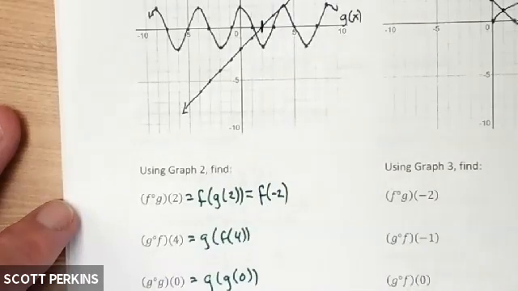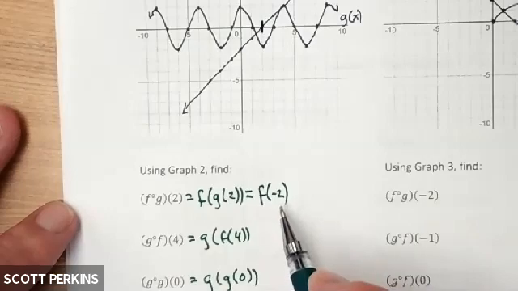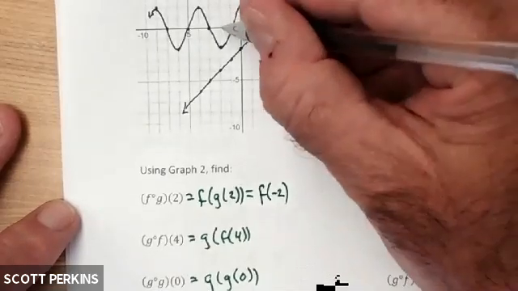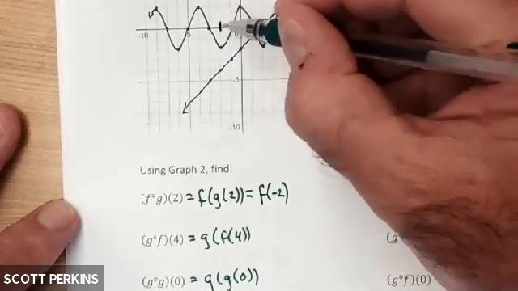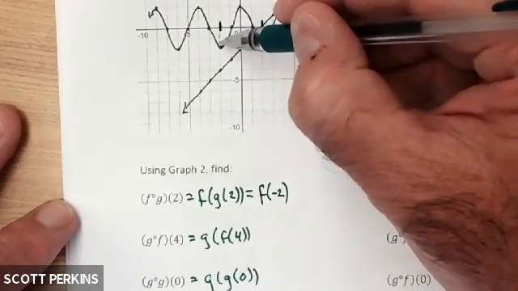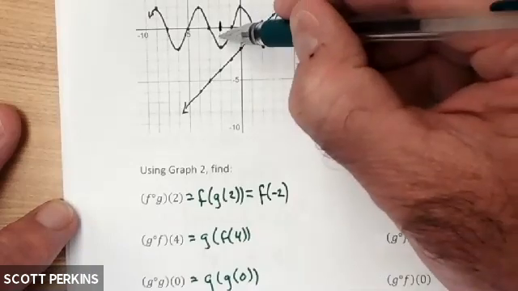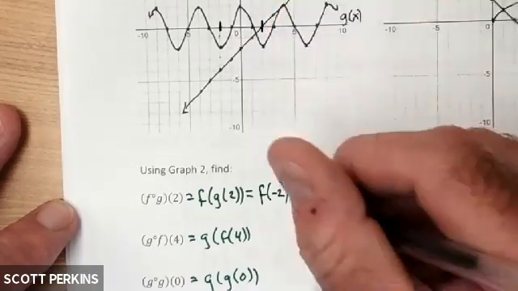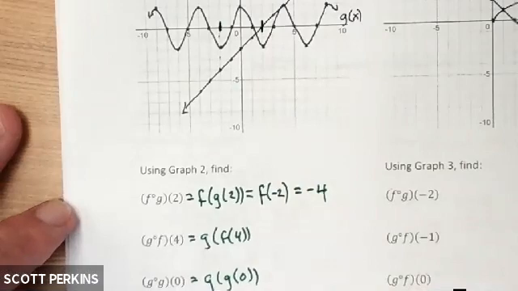You with me so far? Now I do f at that value, negative 2. So I go back over here to negative 2. I'm just going to make a little mark so I know where I am, and see what the value of f is. That is 1, 2, 1, 2, 3, 4 down, so that ends up being negative 4.